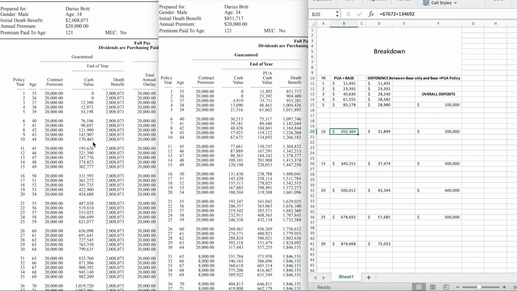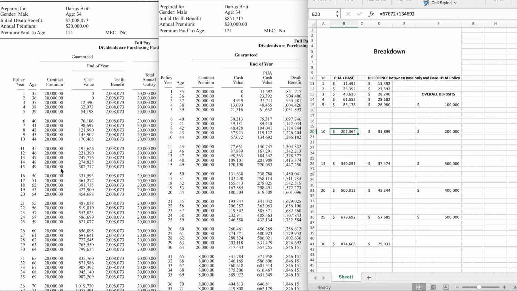Now, year 10 is typically the break-even period that we like to see. It can happen sooner, absolutely, depending on the age and the health of the individual, but 10 years max should be the break-even point, where your cash value is equal to or greater than your deposits by year 10.